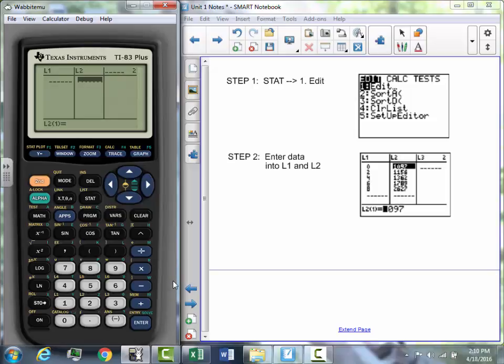So hopefully everybody has a calculator screen that looks something like this. You have an L1 and an L2, and they're both cleared out. If you have an L3 and an L4 and an L5 afterwards, that's fine, but we usually only use 2 lists at a time. So far, so good?